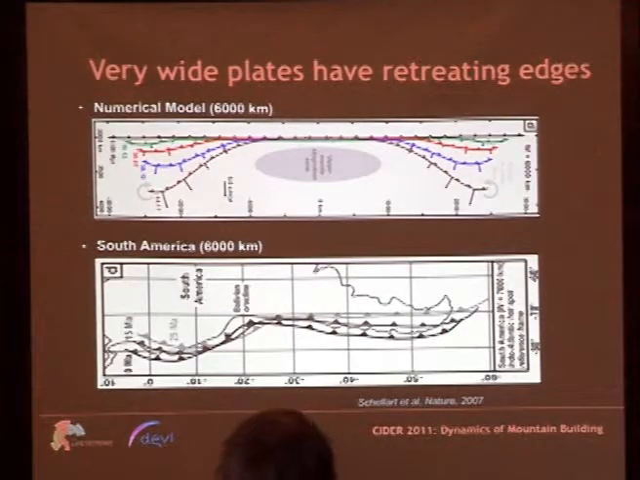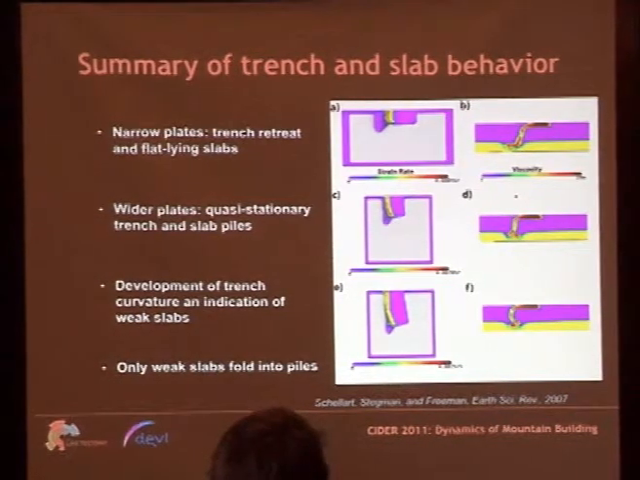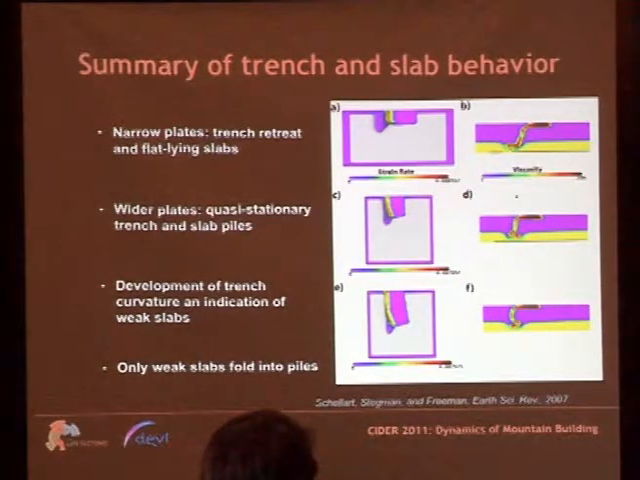You can watch them. And then for the very wide plates, the toroidal flow is only acting at the edges, so you get retreating edges, which is maybe what we see in Patagonia, and up here there's a little bit of extension, so maybe the edges of the South American plate are moving. The key thing is that we think this folding behavior is really telling us something. The slabs are weak. We see these 400, 500 kilometer thick piles, and maybe they're the products of a folded slab.